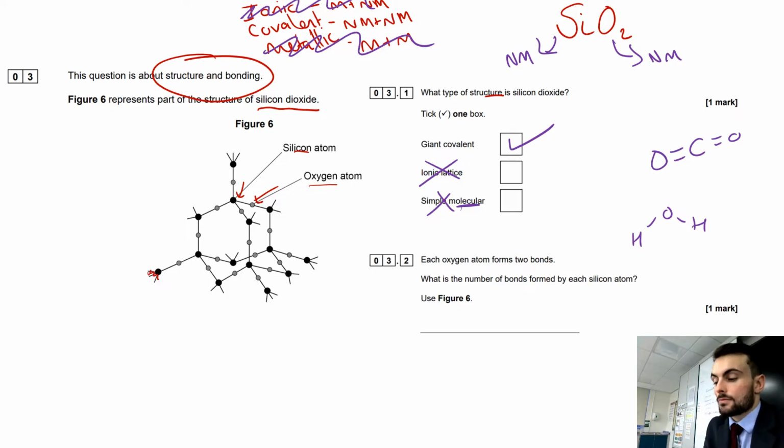You simply count the lines coming from each of the black circles, because it's all the same. So you just look at any one in particular. This one, 1, 2, 3, 4. Same again, 1, 2, 3, 4. And again, 1, 2, 3, 4. They're all 4.